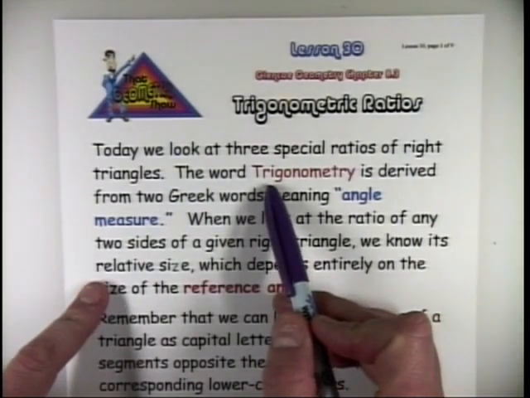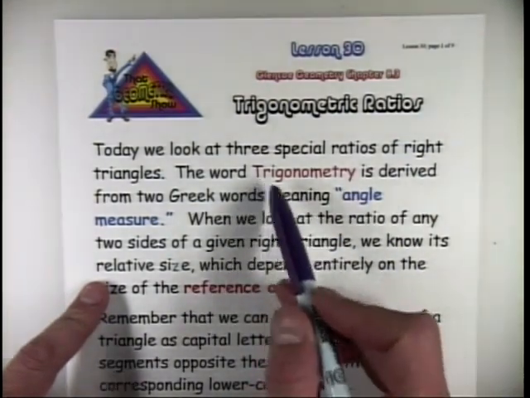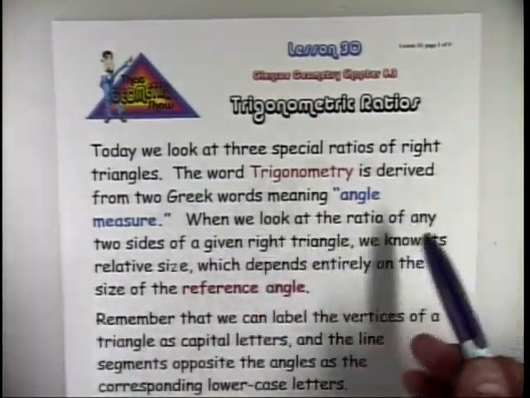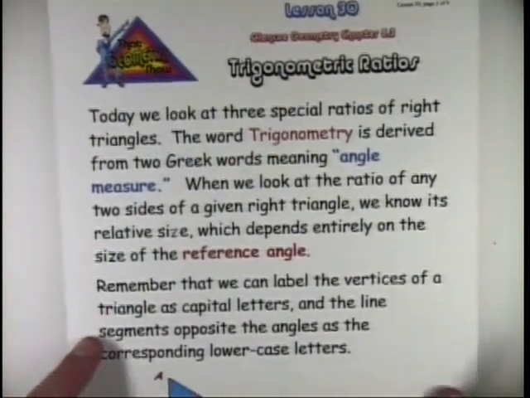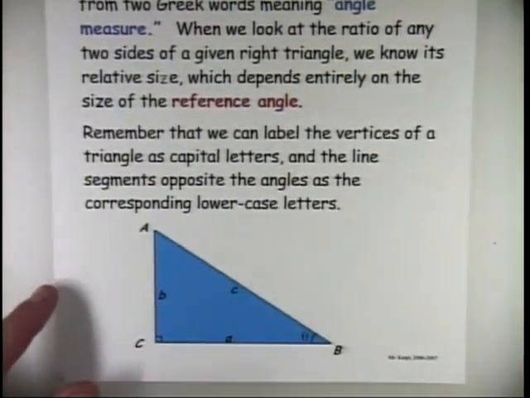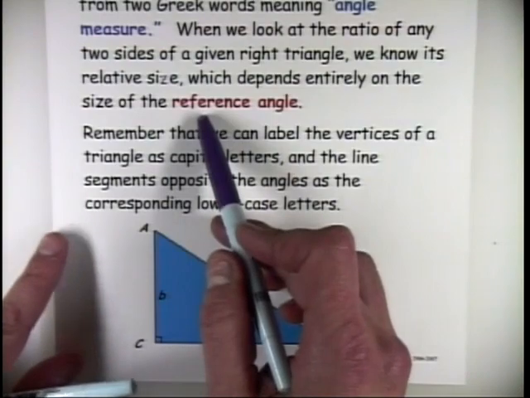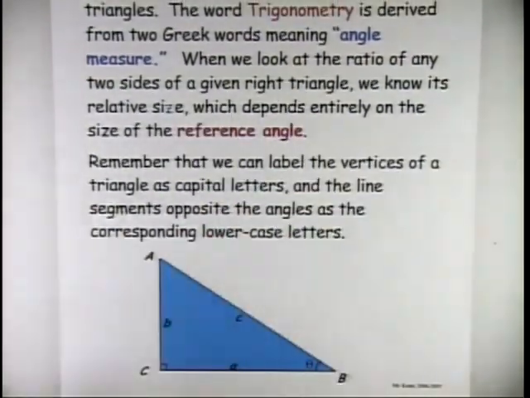Now, trigonometry is a branch of mathematics that is derived from two Greek words, which simply means angle measure. And today we're going to look at the ratio of two of three sides of a right triangle based upon something that we've talked about in the previous episode, a reference angle. So that's where the angle comes in.